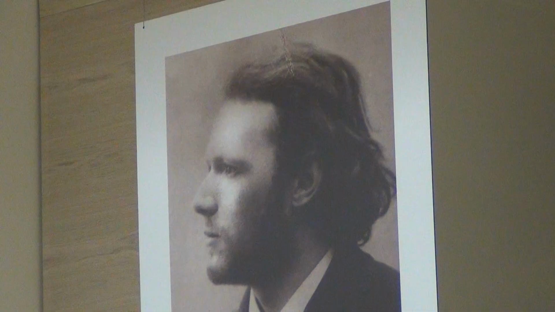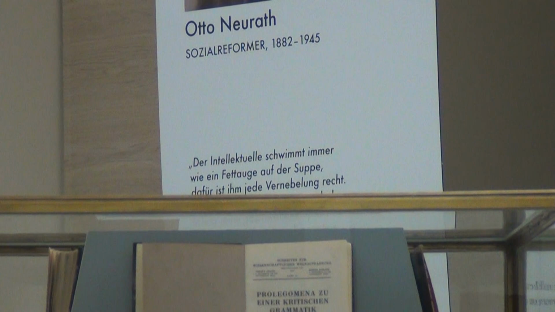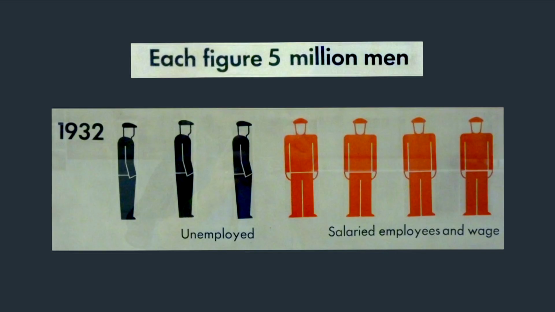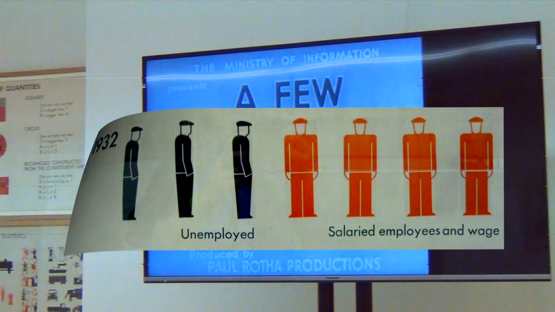Otto Neurath, one of the members of the circle, wanted to explain and represent socio-economical facts pictorially. He proposed a picture language to visualize facts and statistics, founding the isotype method and the principles of infographics.